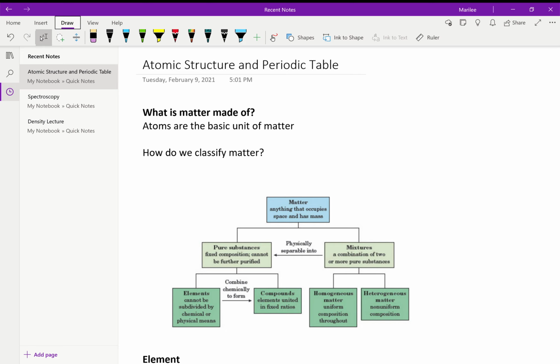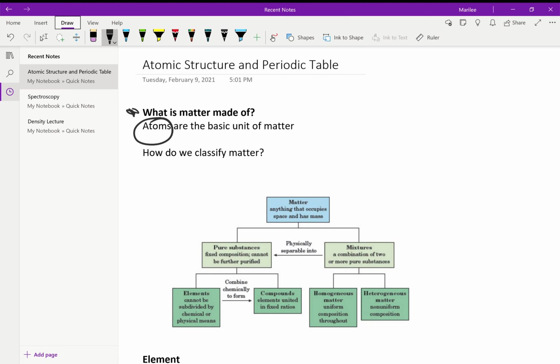This video will cover our lecture for the atomic structure and the periodic table. I'm going to start off by asking you, what is matter made of? We went over this last week. Matter is anything that takes up space and has mass, right? So that comes down to the basic unit of matter are atoms.